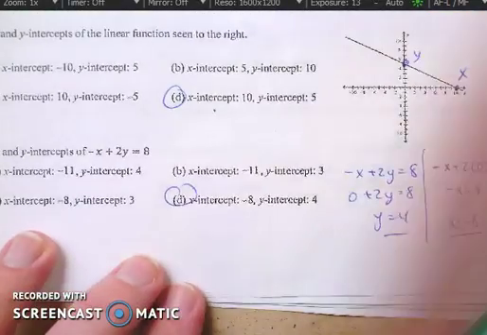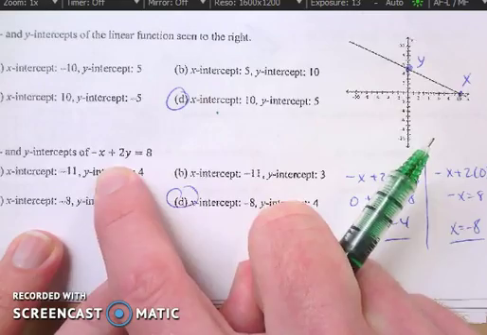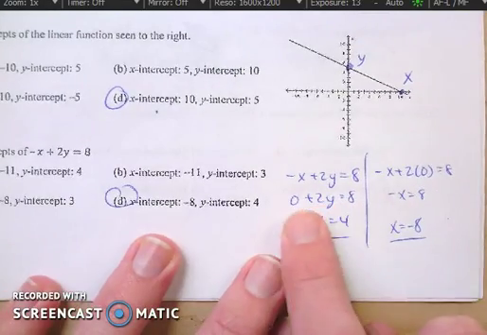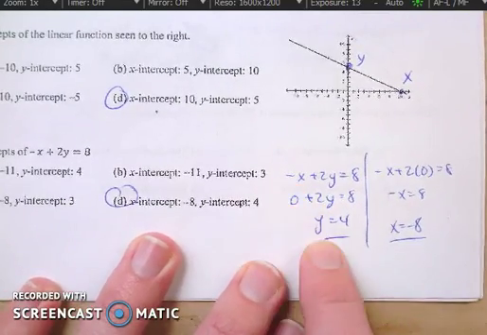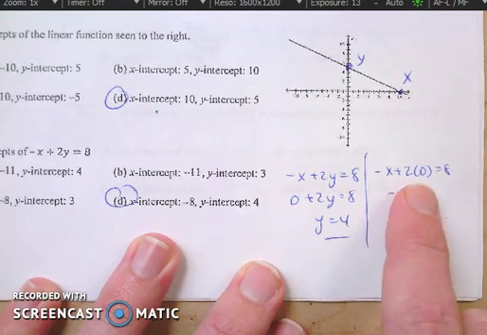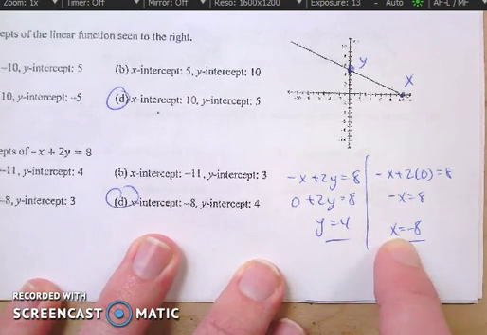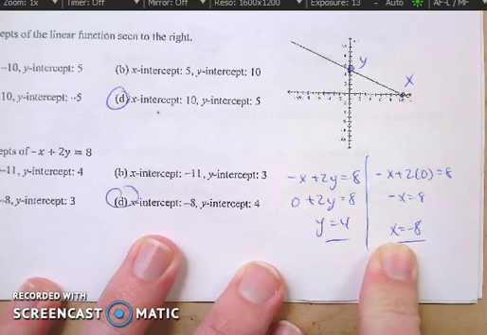If you don't have the equation or the line drawn, how do you find the x and y intercept of this equation? Well, to find the y-intercept, you plug in 0 for x, you get y equals 4. Plug in 0 for y to get the x-intercept of x equals -8. And D is our answer.